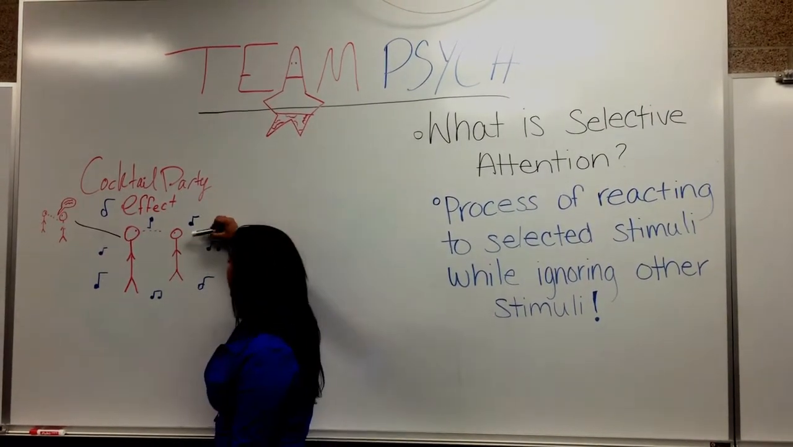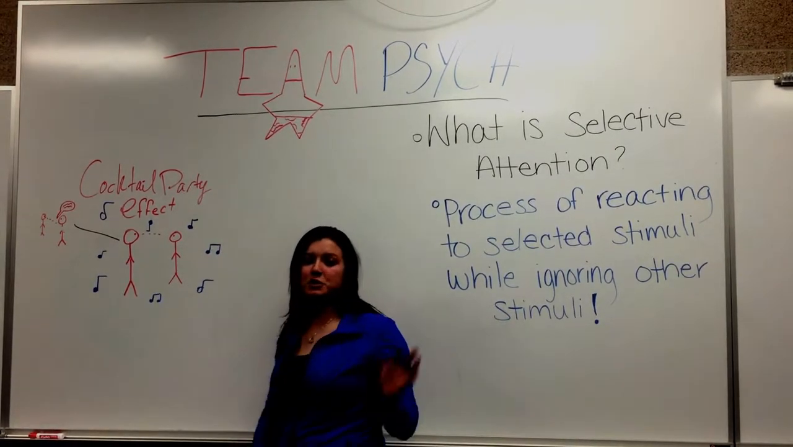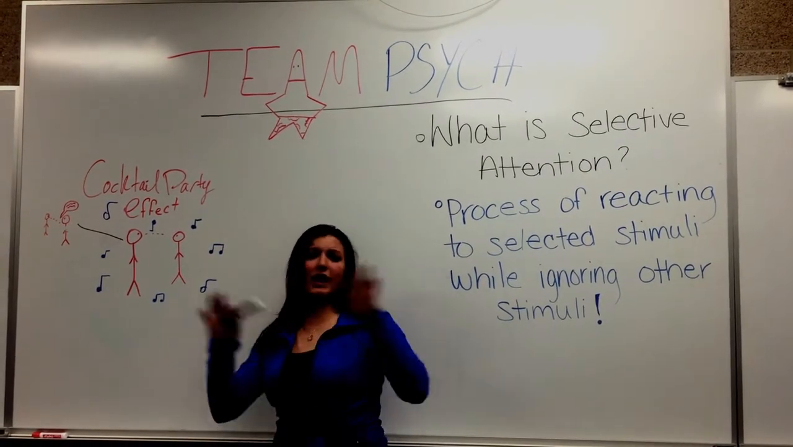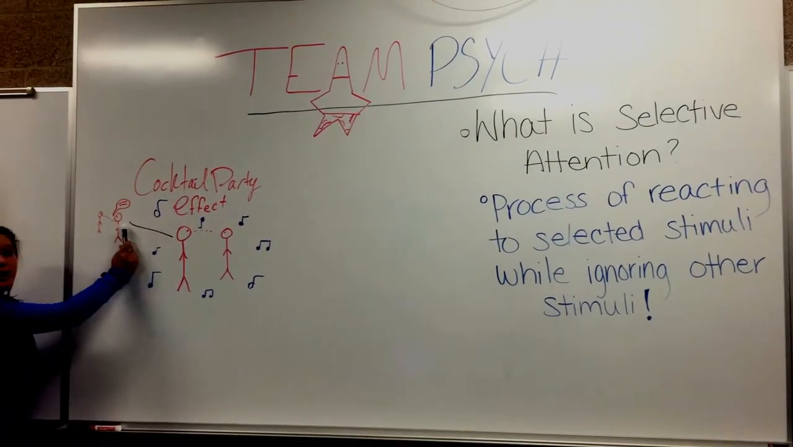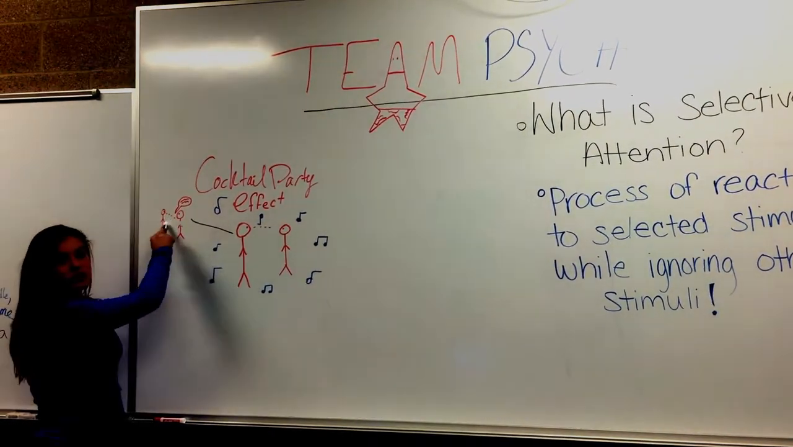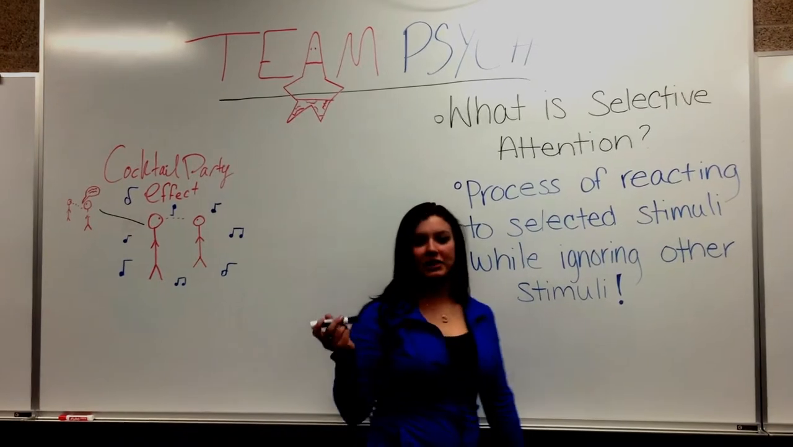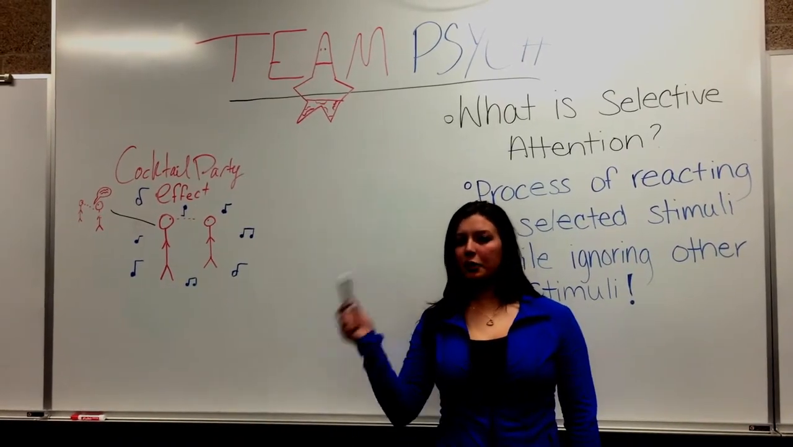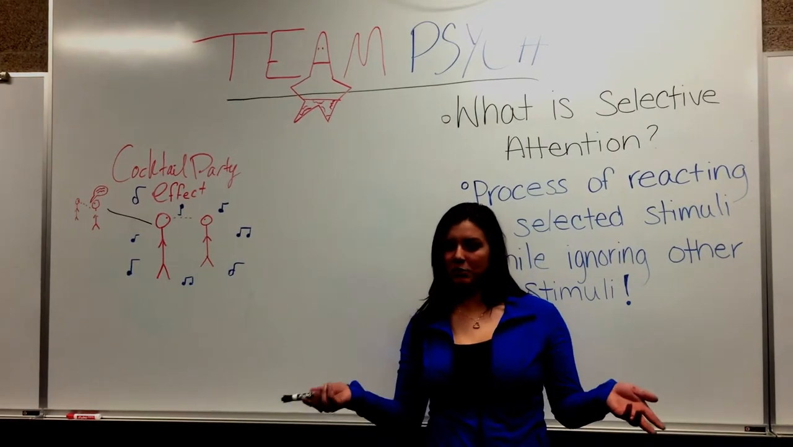So you can be sitting here talking to somebody in a really deep conversation. There's music, there's people dancing, there's alcohol, whatever is going on, right? And this person over here says my name. Your brain has the ability to automatically tune into this conversation just because it thinks it's important. So our brains have the ability to filter out information and take in information just because you think it's important.